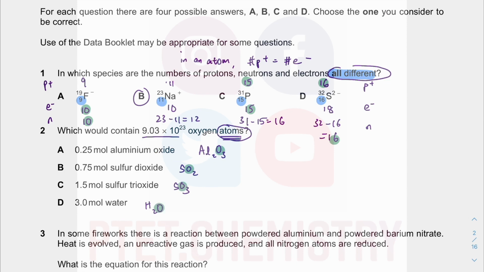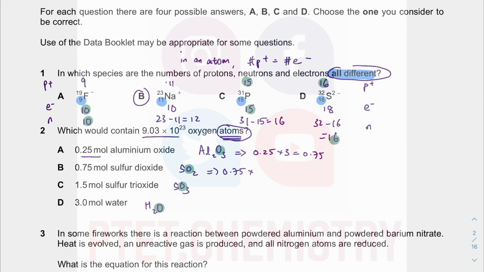Okay. So this is the mole of the whole thing. You've got to compare the whole thing to how many oxygen atoms. 1 mole of this has 3 oxygen atoms. 1 mole of this has 2 oxygen atoms. 1 mole of this has 3 oxygen atoms. 1 mole of this has 1 oxygen atom. But you have 0.25 mole, so it's 0.25 times 3, because there are 3 oxygen atoms in 1 mole, but you only have 0.25 mole, so 0.25 times 3 is 0.75.